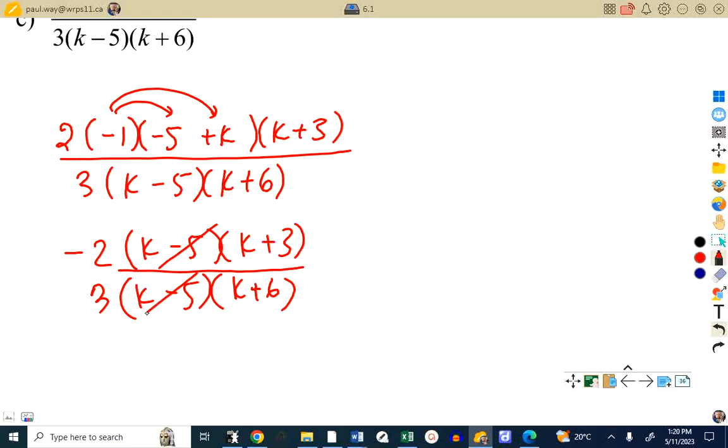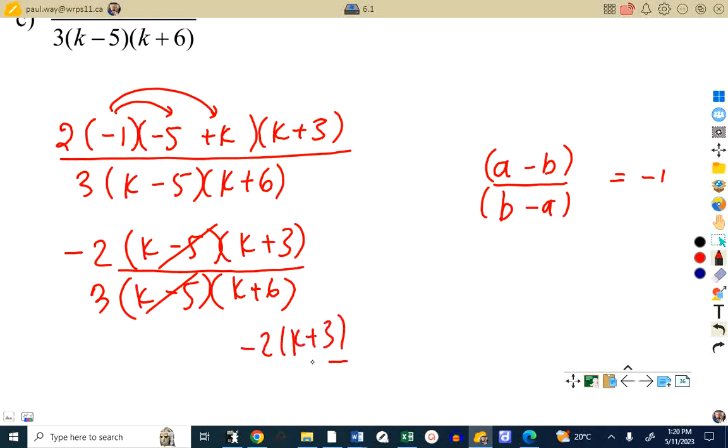And I guess what I'm getting at is when you have anything that looks like this, that will be equal to negative 1. Because if I factor a negative 1 out of one of them, whatever I have left cancels. These are not conjugates. Don't confuse these with conjugates of a plus b, a minus b. That's different. So this is always going to be equal to negative 1. Our final answer is negative 2 times k plus 3 over 3 times k plus 6.